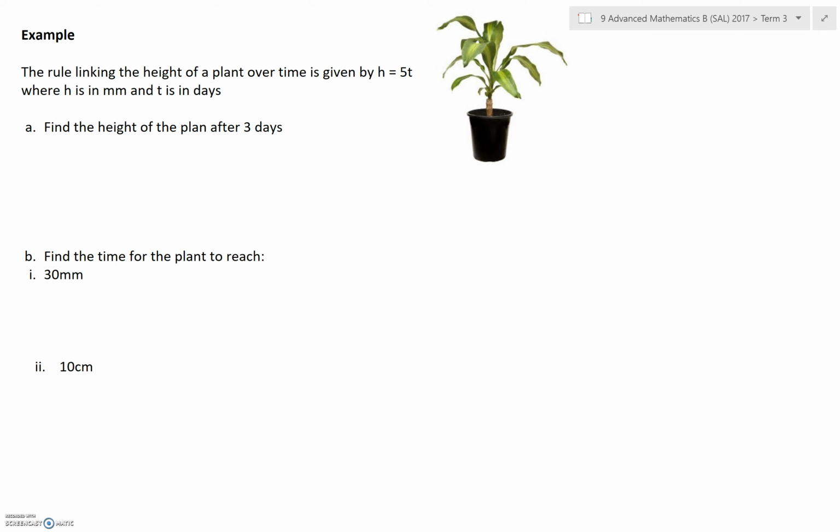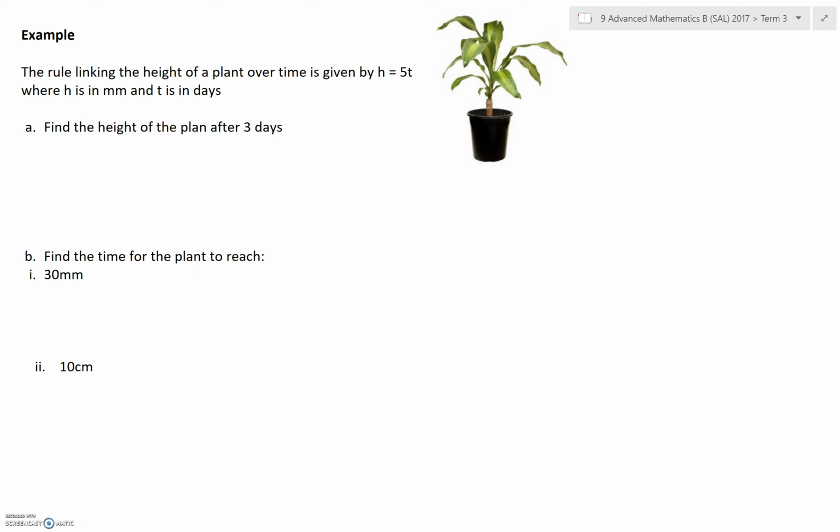5 times 3, which equals 15. Of course, we should write a sentence. So therefore the height in 3 days is 15 millimeters. Don't forget to put units on your final answer.